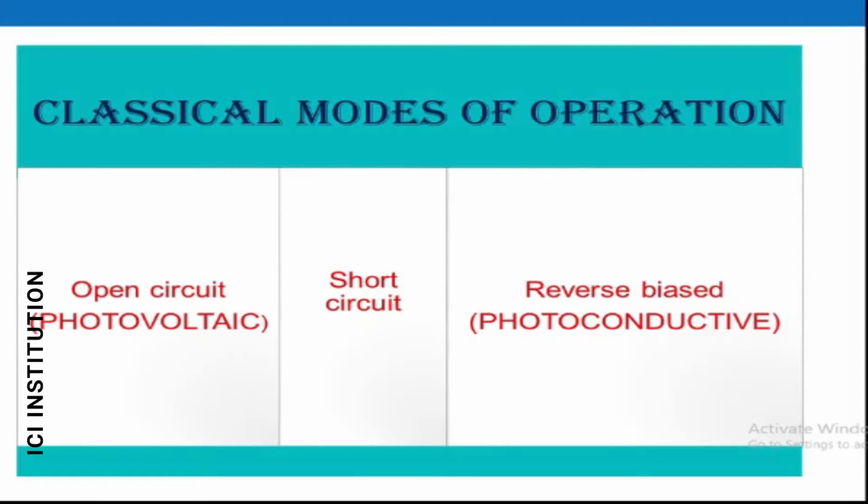There are three classical modes of photodiode operation. First is open circuit or photovoltaic. Second is short circuit, and the third is reverse biased or photoconductive.